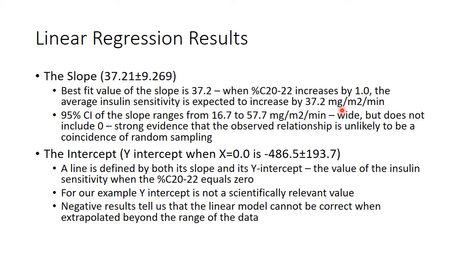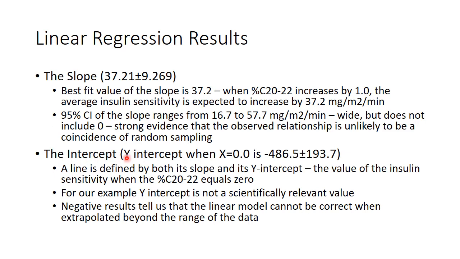And here we'll see the 95% confidence interval. The slope ranges anywhere between 16.7 up to 57.7, so a pretty wide range there, but it does not include 0. That would give us pretty strong evidence that the observed relationship is not just due to random chance alone. It's more likely to actually be real, not just random chance, that we would get this kind of slope with these confidence intervals. So again, non-zero is something we're looking for there for significance.